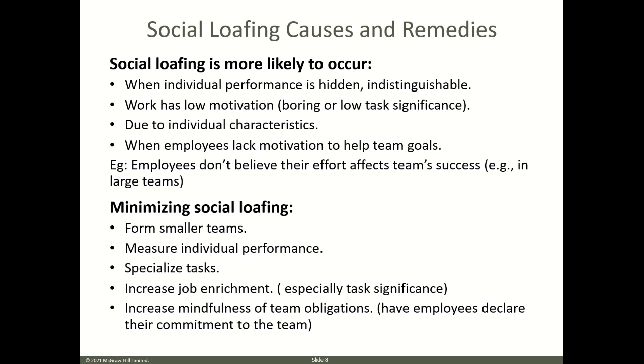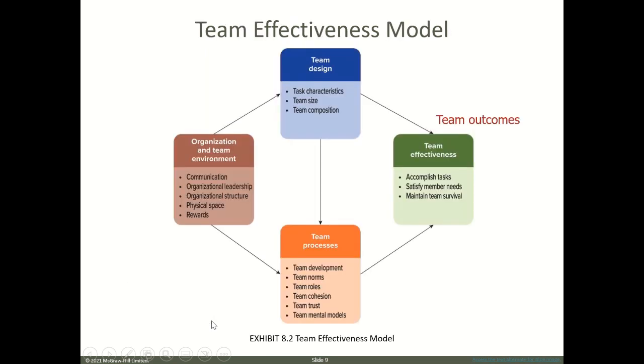Now we have the team effectiveness model. In the team effectiveness model, we find the team design, organizational and team environment, team processes, and team outcome that can be calculated. The team outcome we can see here on the right hand side. On the left hand side, the organization and team environment, the whole organization, and what kind of team we have.